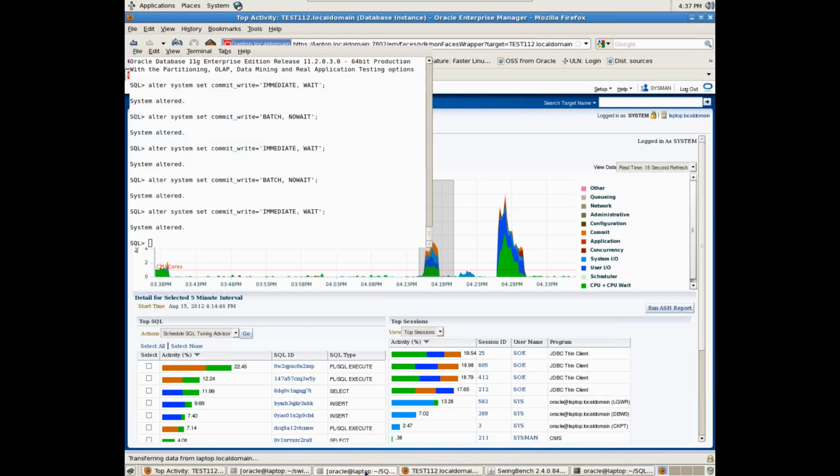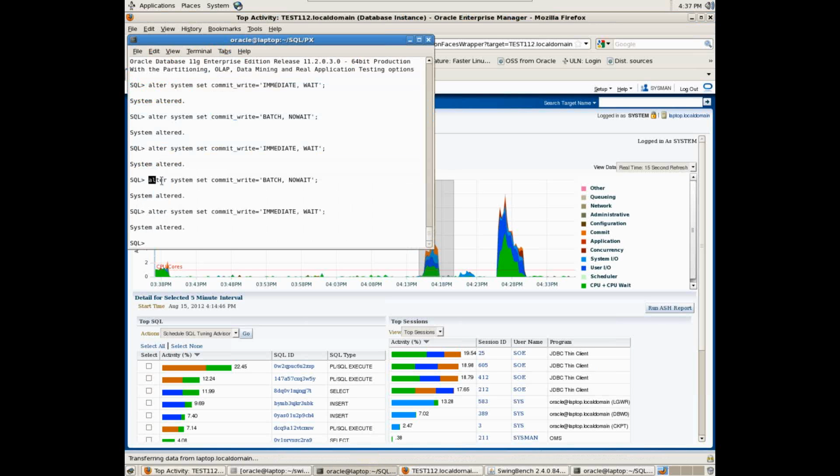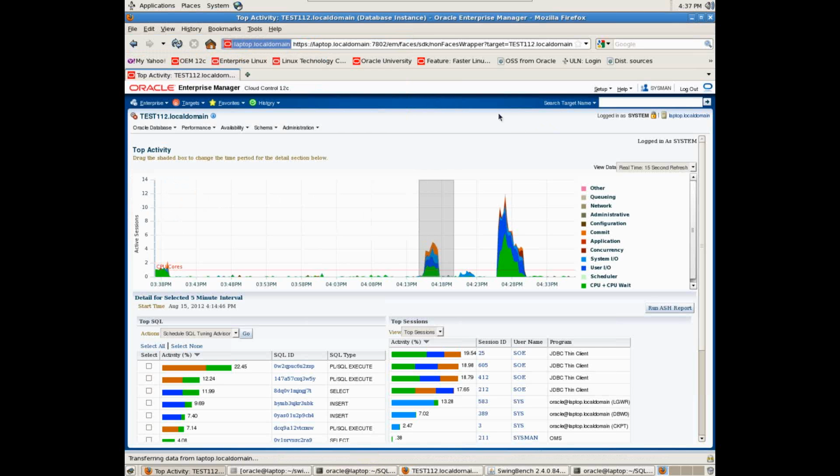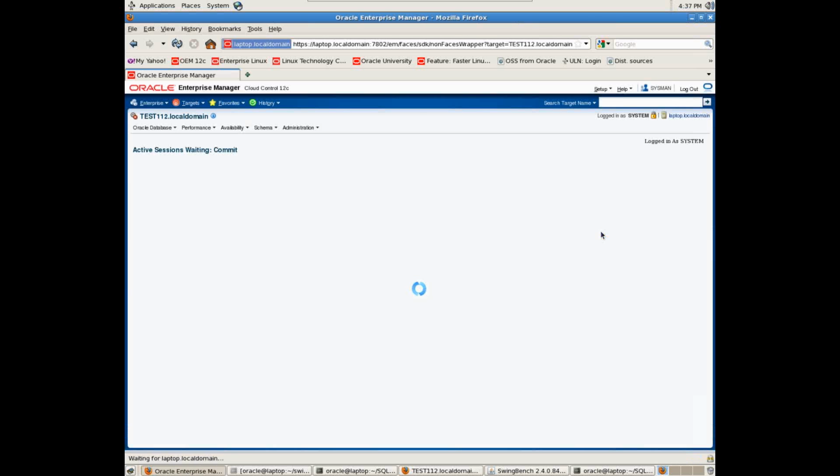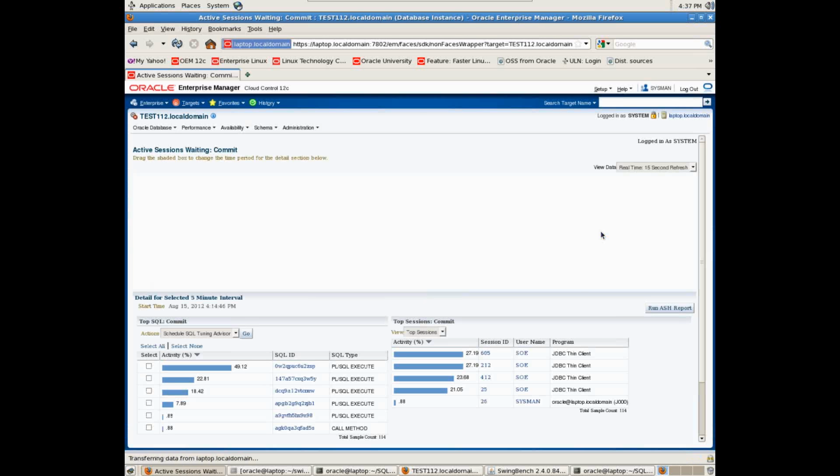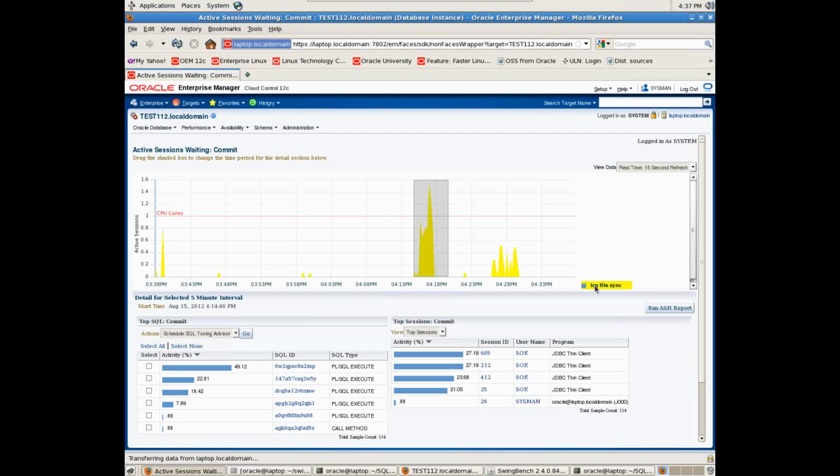Now, it's a trick that I've used in earlier presentations, which you may well have seen. Let me tell you where I'm coming from on this. If we look at the workload here, the significant parts are CPU plus CPU wait, some user I/O, some system I/O, and this commit class here. The commit class is essentially limited to the one wait event, which is log file sync.